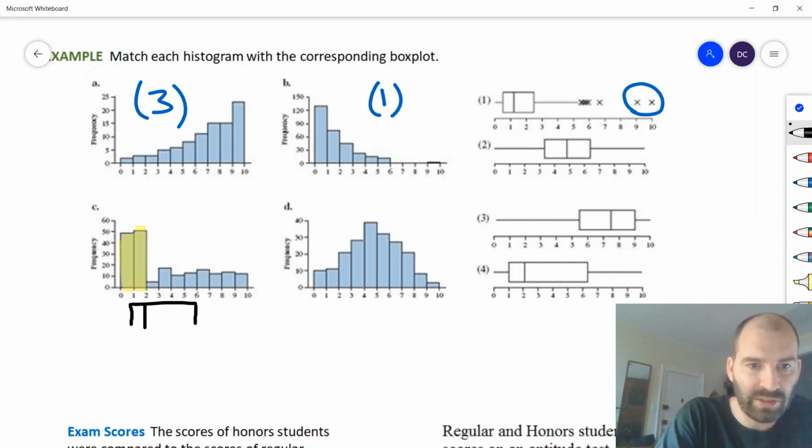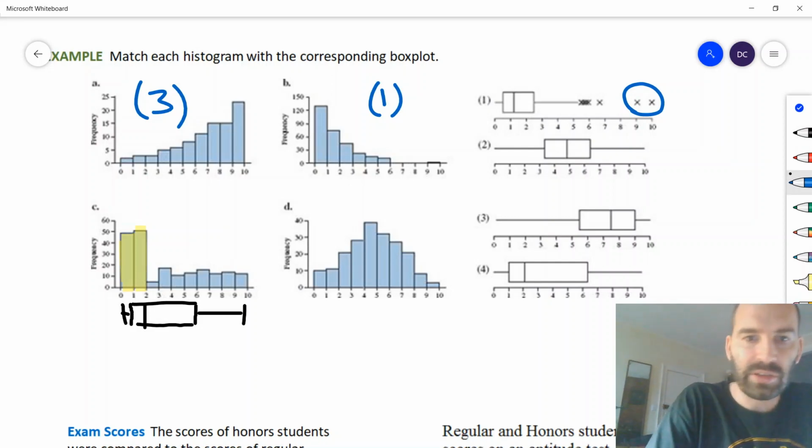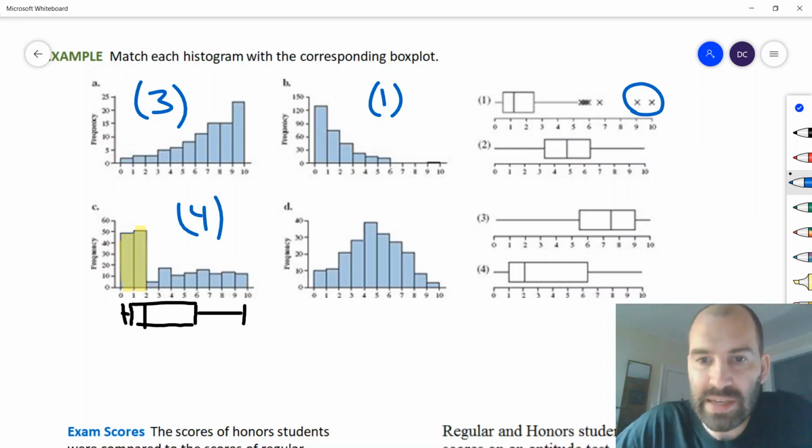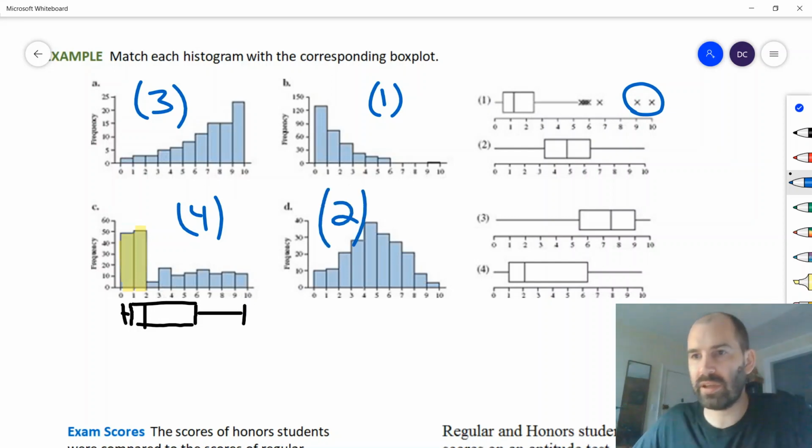So my box is going to look something like this. And then the max is somewhere over here, and the min is like that. So which one does that correspond to? It looks like number 4. And then part D, that one's symmetric. Which box plot is symmetric? It's number 2. Okay, so there we have it.